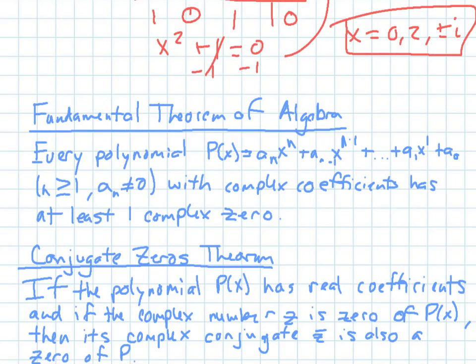Those complex numbers also come in pairs. They're not necessarily always imaginary. They might have radicals in them or something like that. Okay, so that's what they mean by complex.